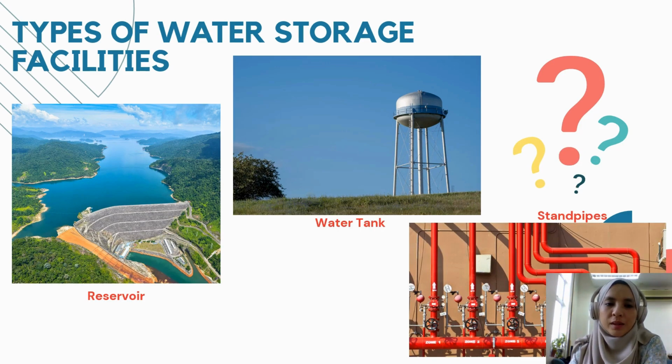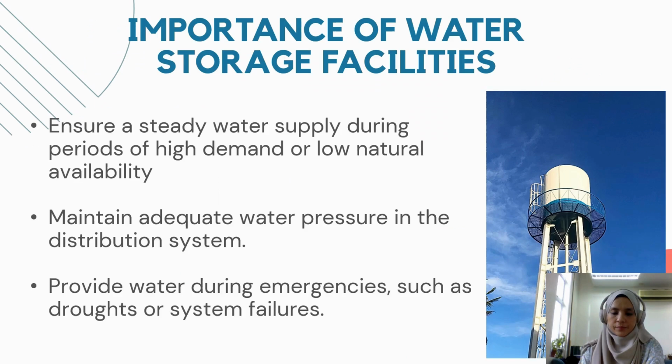There are three types of water storage facilities that are used in Malaysia: the reservoir, the water tank, and standpipes. In general, the importance of water storage facilities also includes ensuring a steady water supply during periods of high demand or low natural availability, maintaining adequate water pressure in the distribution system, and providing water during emergencies such as droughts or system failures.